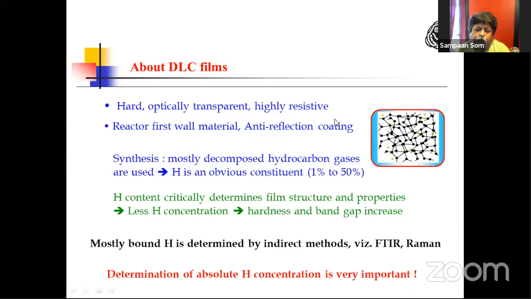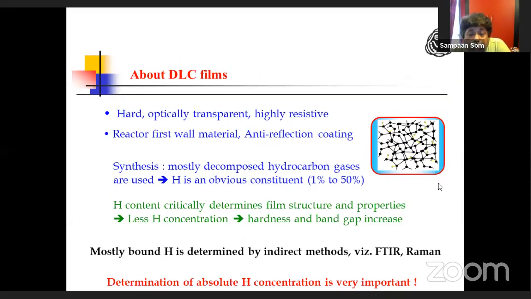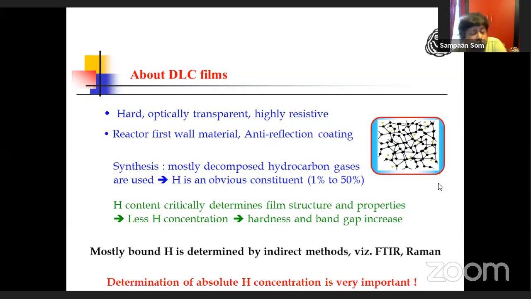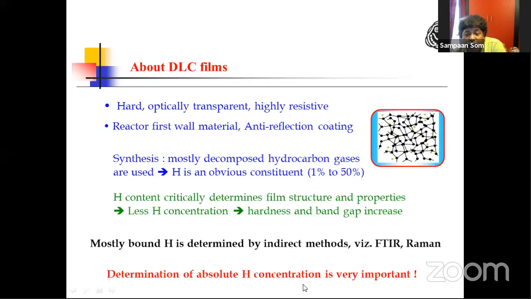Okay, now I'll show you very quickly one last example of DLC films, which can contain different amounts of hydrogen due to their growth processes. One can tune the content of hydrogen in diamond-like carbon films, which are technologically very important materials. Due to different processing conditions, they can contain very different amounts of hydrogen, from 1 atom percent to 50 atom percent.